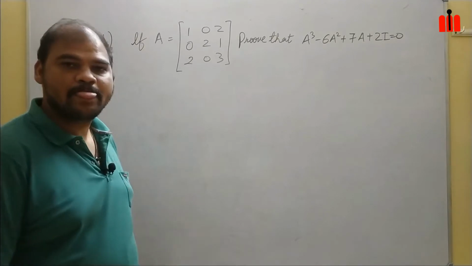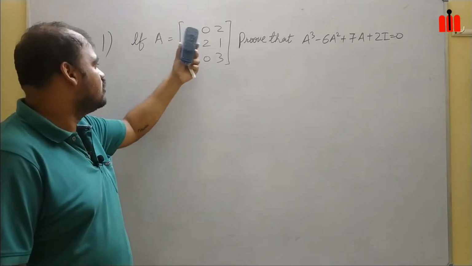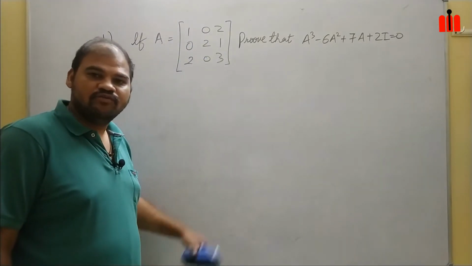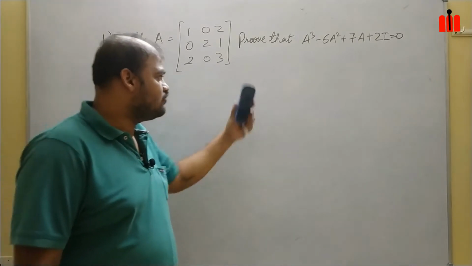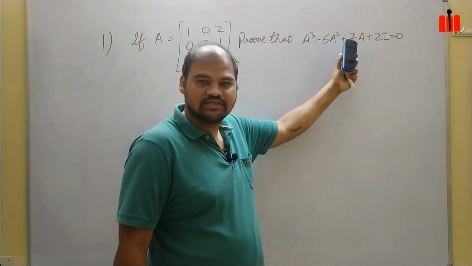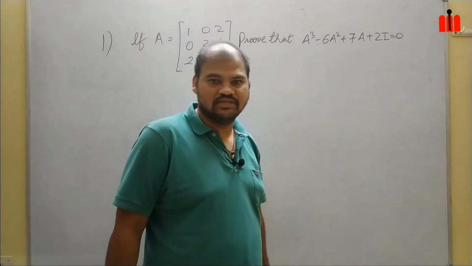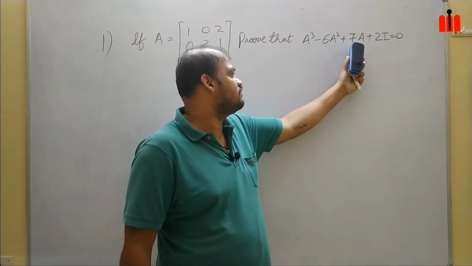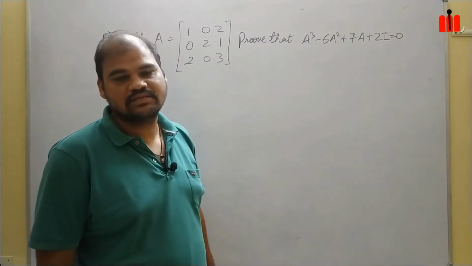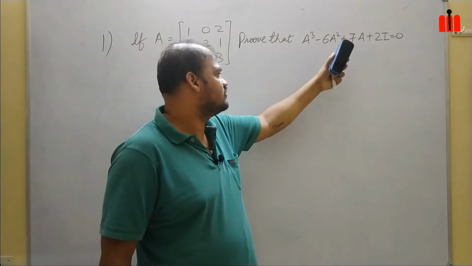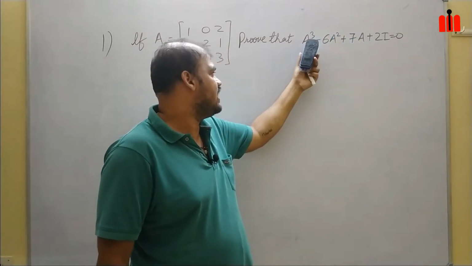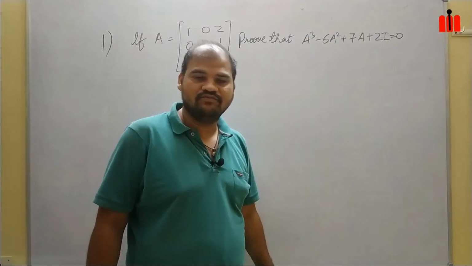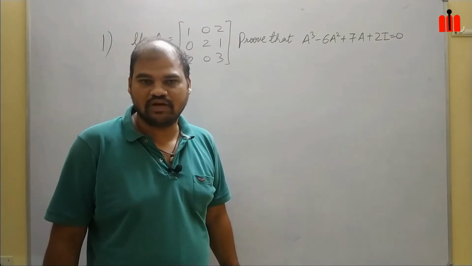So my first problem is, if A is a 3 by 3 matrix of [1 0 2; 0 2 1; 2 0 3]. So this is my A matrix. If this is my A matrix, then I have to prove that A cube minus 6A square plus 7A plus 2I is 0. Okay. So what I have to prove? I have to prove that A cube minus 6A square plus 7A plus 2I is 0. To find this, first I have to find A square and A cube, right? Because A is provided in the question. I is the identity matrix, which is [1 0 0; 0 1 0; 0 0 1], right?